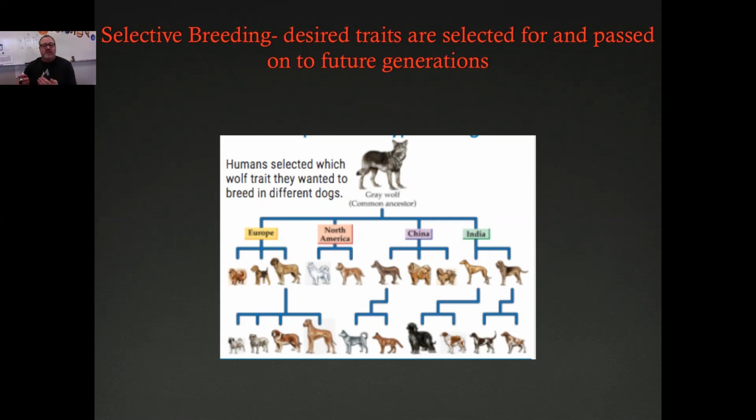We take the traits that we like or that we find desirable, and then we artificially breed those organisms together in order to get the desired traits that we're looking for. Now, this has been happening for centuries and thousands of years, and it started with wolves, right?